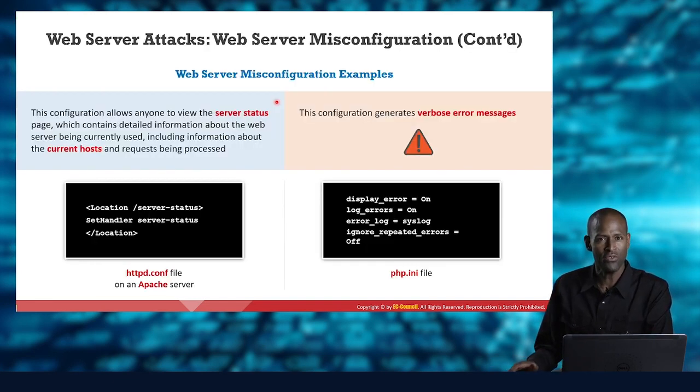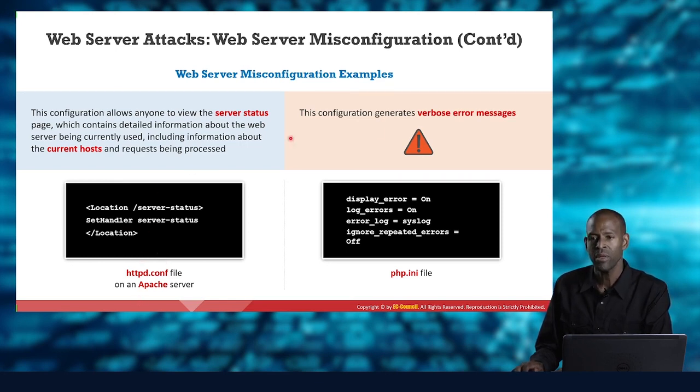Also, we have other misconfigurations. Here are a couple of examples. And here's one where anyone can view the server status page that has detailed information about the web server. Look at that. You can see, well, you can't see much, but this is the httpd.conf file on an Apache server, and you can dump all kinds of information about the web server using that.